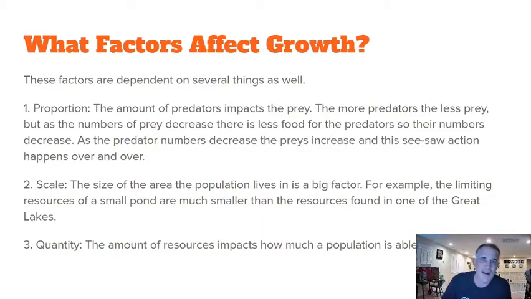These factors are dependent on several things as well. They're dependent on the proportion, the amount of predators, for example, that impacts the prey. And you're going to see a couple of graphs later on in some of the later lessons that demonstrate this. They show the oscillation of predator and prey populations and how they affect each other. Scale is another thing. The size of the area that the population lives in is a big factor. And then the quantity, the amount of resources that are available, how much food, how much sunlight if it's a plant, how much habitat if it's a certain organism that requires a certain type of habitat, and so on.